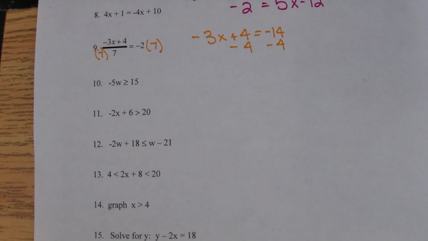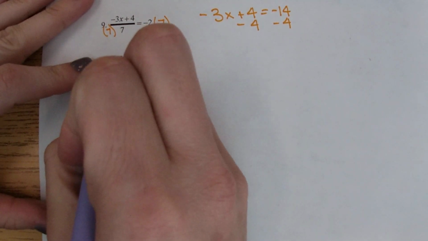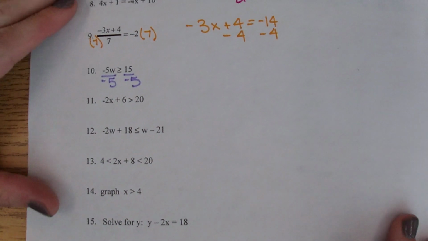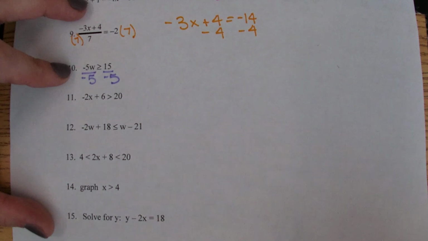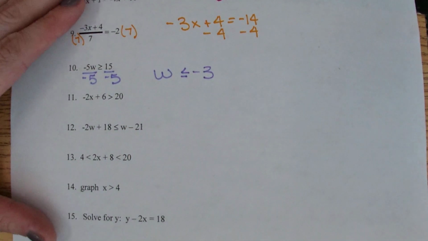Okay, number 10. Again, if you want to see the full answer worked out, check the answer key and check the math from there. Number 10, when we're undoing multiplication with division in an inequality, if we multiply or divide by a negative, we want to flip the inequality sign. So we'd have w is less than or equal to negative 3.